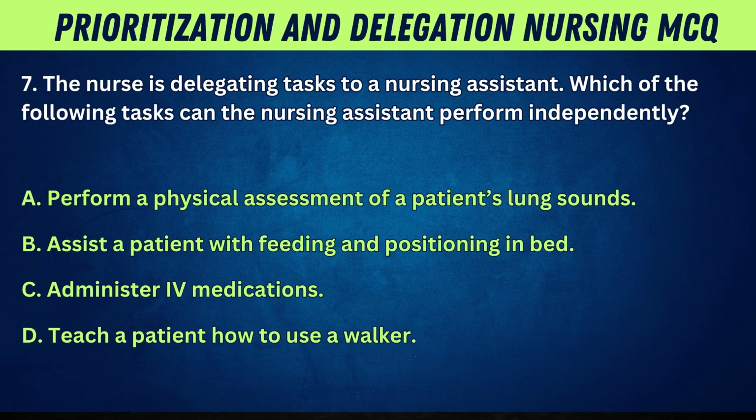7. The nurse is delegating tasks to a nursing assistant. Which of the following tasks can the nursing assistant perform independently? A. To perform a physical assessment of a patient's lung sounds. B. Assist a patient with feeding and positioning in bed. C. Administer 4 medications. D. Teach a patient how to use a walker.